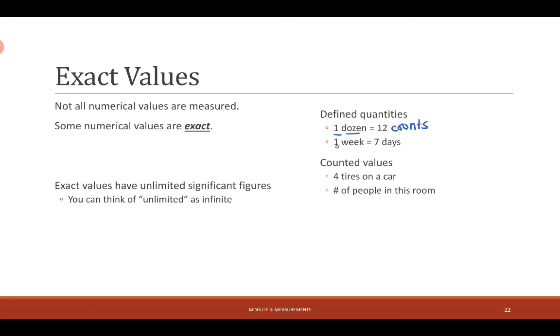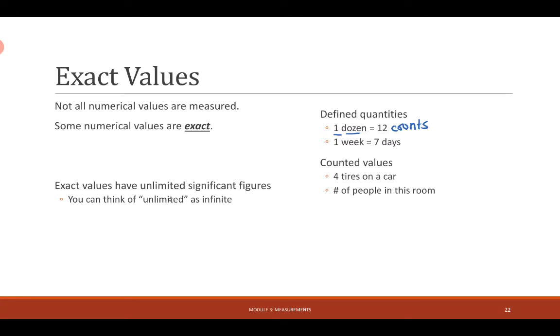Also, by definition, 1 week is 7 days. So that's defined to be that much. And so that's not measured, that's exact. Counted values are, for instance, 4 tires on a car, 2 hydrogen atoms on a water molecule, or the number of people in the room. And so those are counted values.